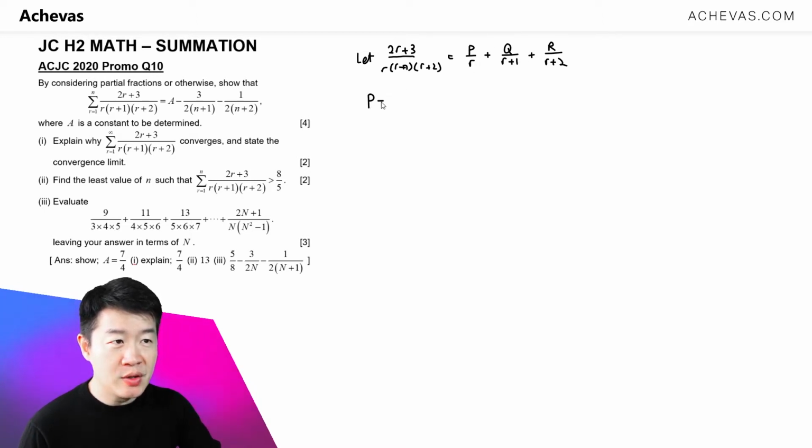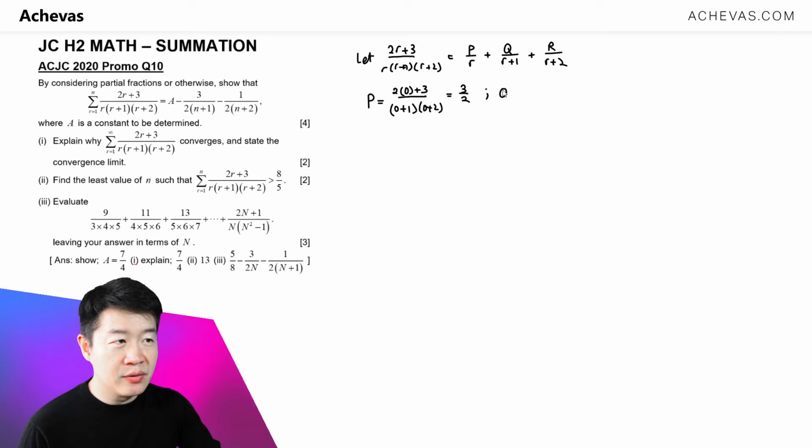So to find p using the cover-up rule, we are going to be covering up r, and I'll let the rest of the r be equal to 0. So it is going to be 2 times 0 plus 3 divided by 0 plus 1, and then 0 plus 2. So p is going to be equal to 3 over 2.